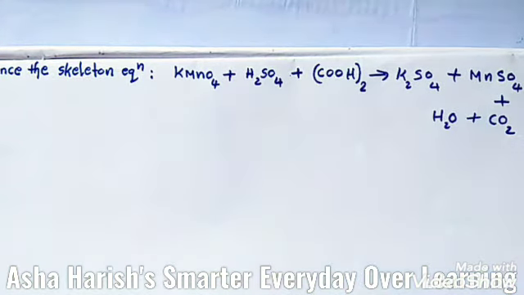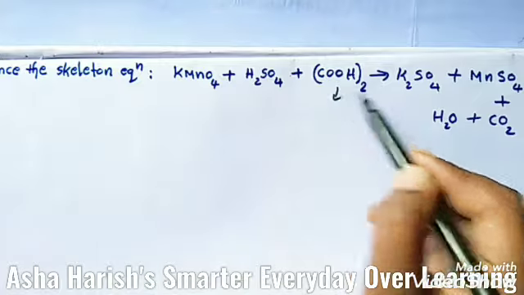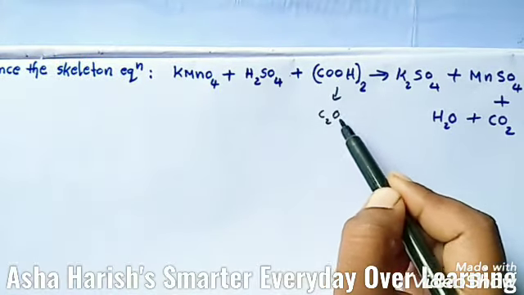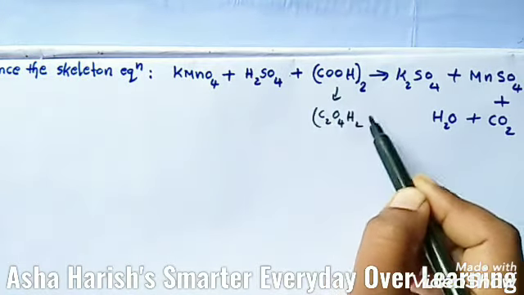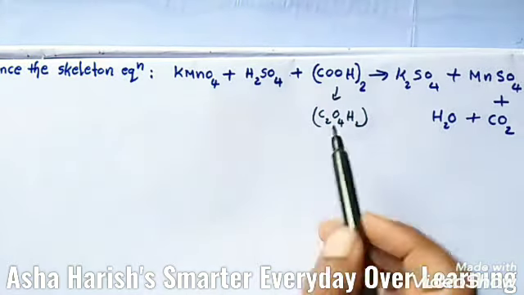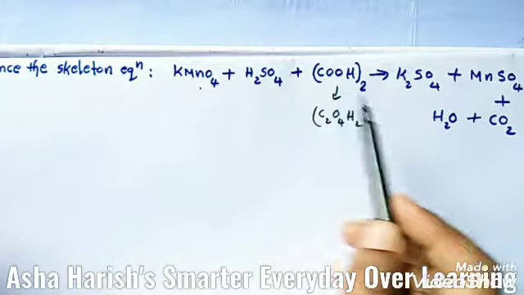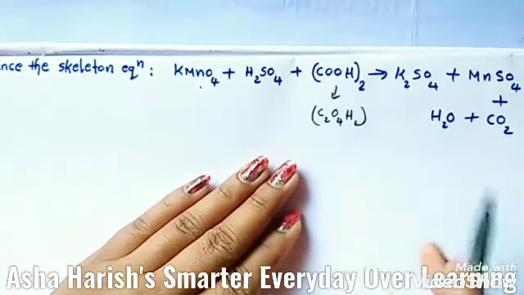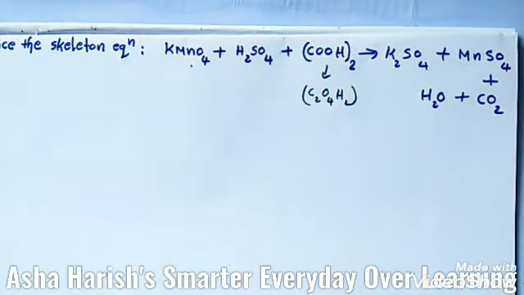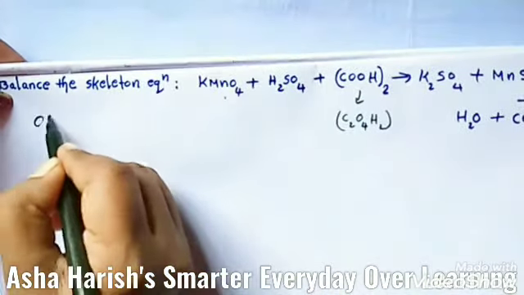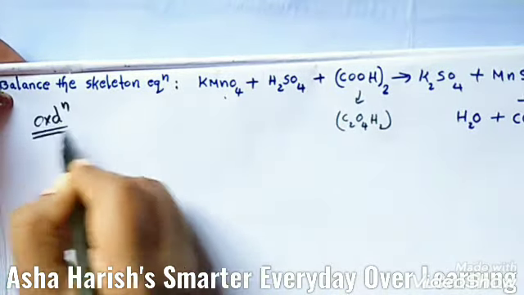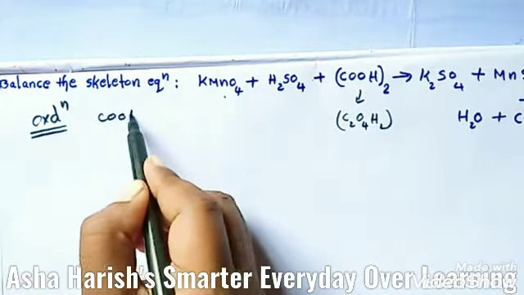Now, in the solution, oxidation of oxalic acid. Here is the formula of oxalic acid, C2O4H2. This is the oxalic acid formula. The oxidation of oxalic acid by potassium permanganate takes place in this reaction. Let's see what the complete mechanism is. First one, in step 1, oxidation of oxalic acid, that is (COOH)2.